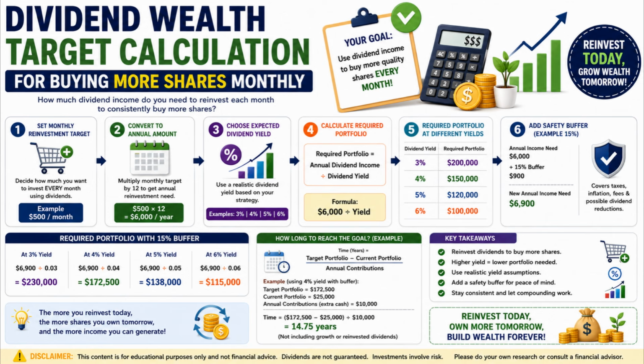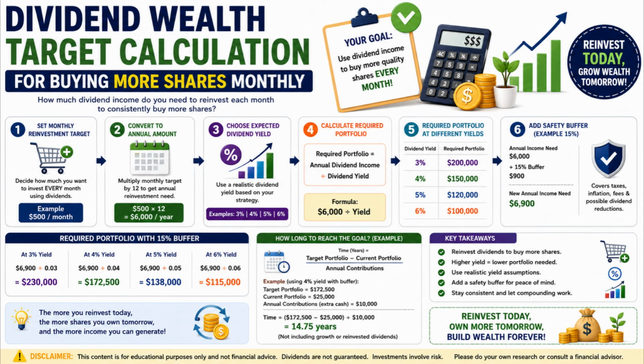Moreover, there are a few key ideas to keep in mind. Reinvesting dividends helps you buy more shares, higher yields reduce the portfolio needed, realistic yield assumptions are important, and adding a safety buffer can provide peace of mind. Most importantly, staying consistent and letting compounding work over time can make a big difference.